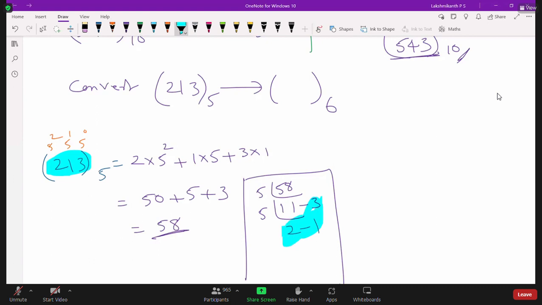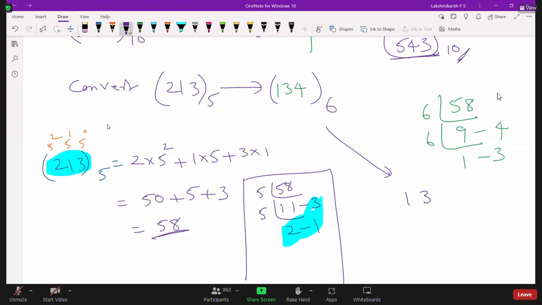So now what we are going to do? See, we have converted the base 5 system to the decimal system. Now we are going to convert this to the base 6 system. The number is 58, right? 58 you divide by 6. How many times does it go? 6 9 times is 54. Remainder is 4. Again you divide 9 by 6. 6 1 times is 6, and remainder is 3. So what you can write? 134 base 6.